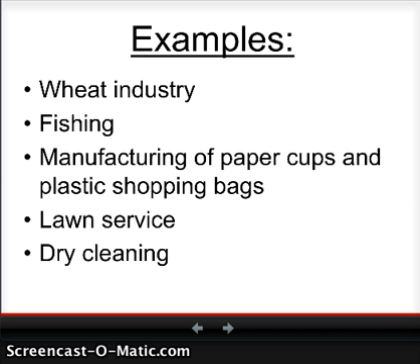Examples of these kinds of things: we have the wheat industry, fishing, manufacturing of things such as styrofoam cups, plastic shopping bags, lawn service. You can see the list here. These are all items that are perfect substitutes of one another, wheat being a perfect substitute for other wheat, and so on. And there are many, many firms that provide these products.